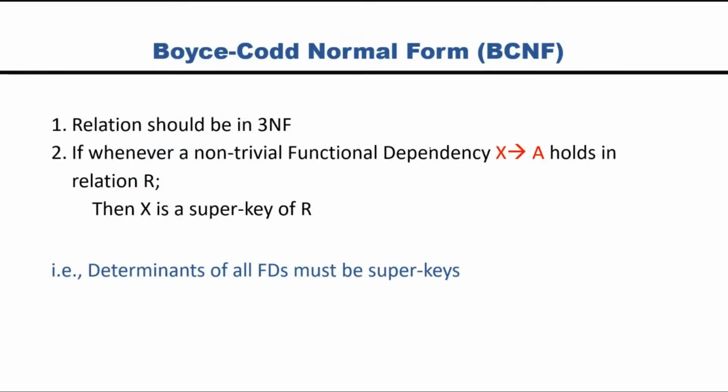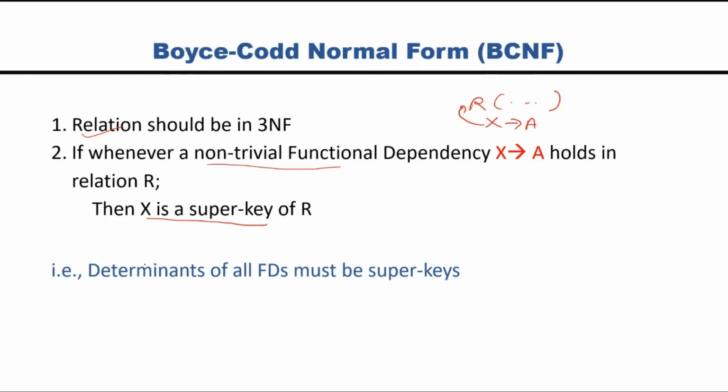And I'll give you another simplified definition, which you can remember also. It's a very easy definition. The first condition is that the relation should be in 3NF. The second condition is: whenever a non-trivial functional dependency X determines A holds in a relation R, then X must be a super key of R. So if there is a relation R with some attributes, and any functional dependency holds in this relation, then X must be the super key of R. If X is a super key of R, then obviously it would be a candidate key also, right?